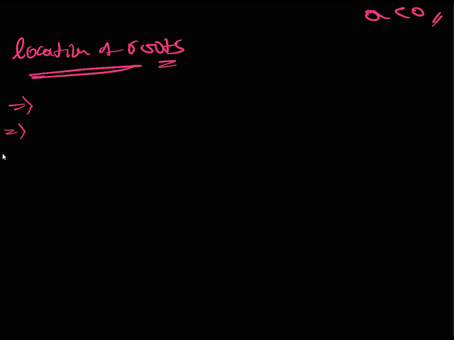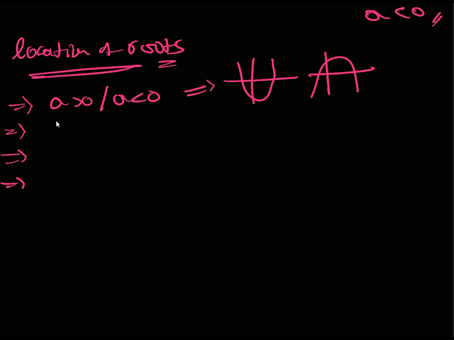Now, we got the graph. Now let's look at the roots of the quadratic equation. Location of roots. For this, we need to understand 4 steps. First, we have to find whether a is greater than 0 or a is less than 0. By this, we can determine whether the graph is upwards or downwards.